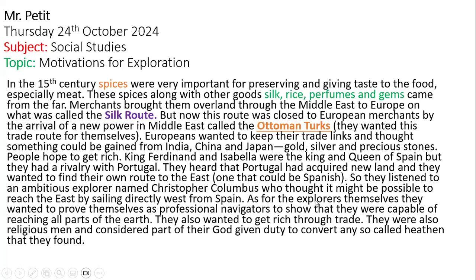As for the explorers themselves, they wanted to prove themselves as professional navigators, to show that they were capable of reaching all parts of the earth. They also wanted to get rich through trade. They were also religious men and considered it part of their God-given duty to convert any so-called heathen that they found. Very good.